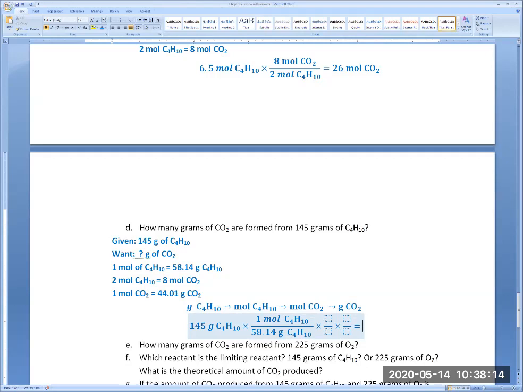Those moles of C4H10, we want to cancel that unit. So in the next conversion factor, you want moles of C4H10 there, right? And the conversion factor between moles of C4H10 and moles of CO2 here says it's 2 moles of C4H10 for 8 moles of CO2, right? So let's put 8 moles of CO2 on top.